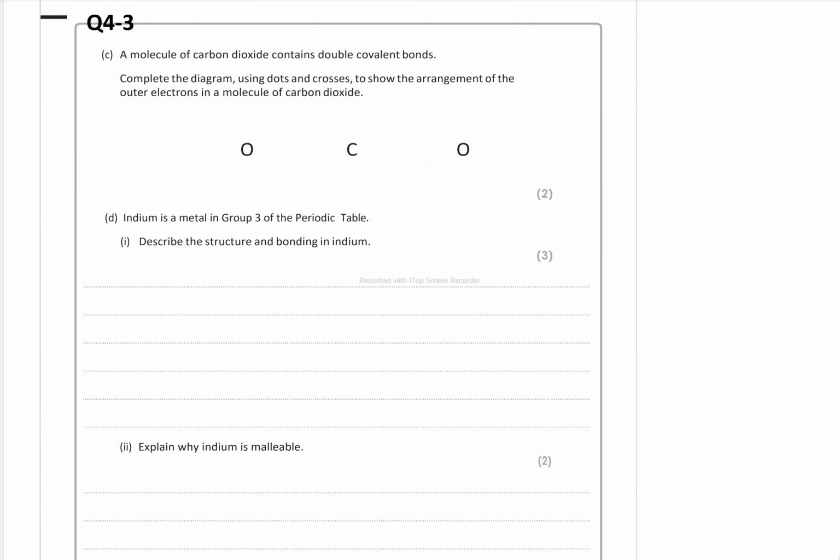Right, we need to do a dot and cross diagram for carbon. They only want you to use the outer electrons, otherwise it becomes too messy. What I'm going to do is focus on carbon. I know carbon is 6, so I'm looking for 6 electrons. There's 2 on the inner shell, we don't need those, and I need to put 4 on the outer shell. Let's do it this way so it makes it easier: 1, 2, 3, 4.